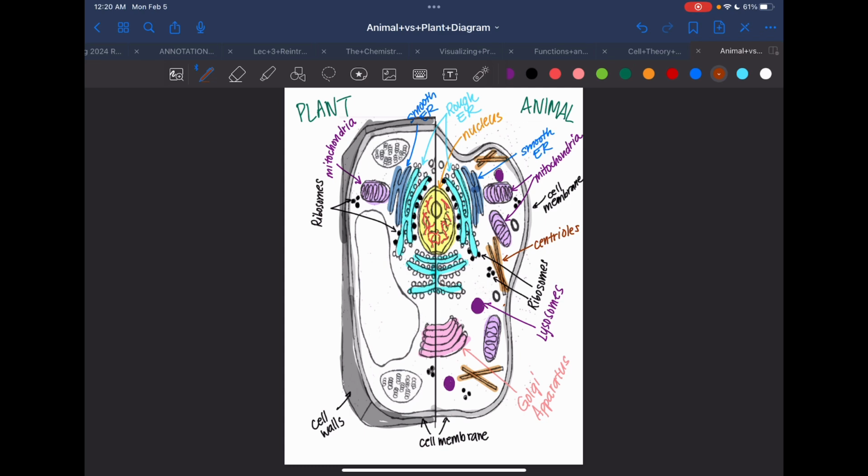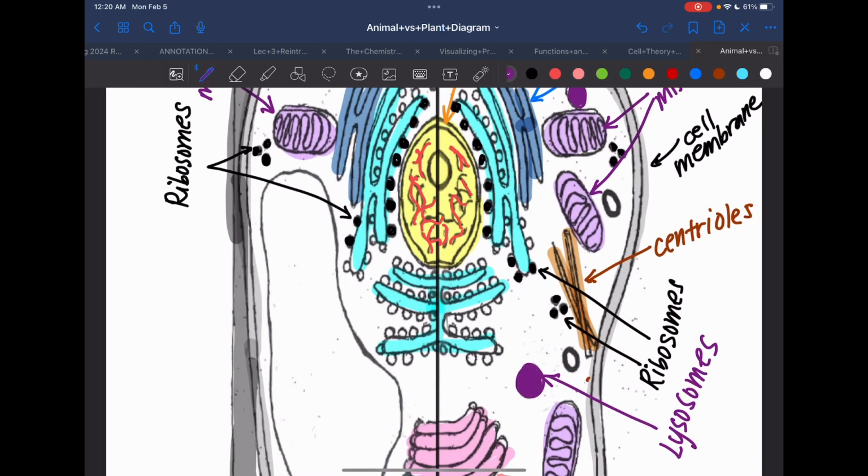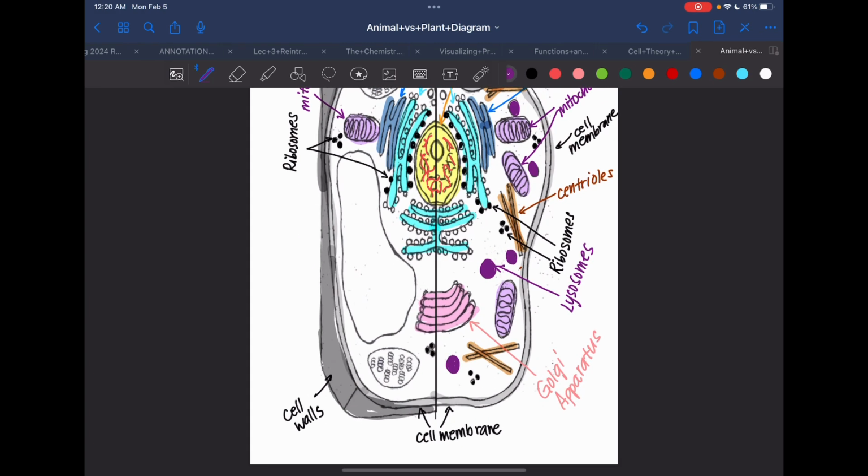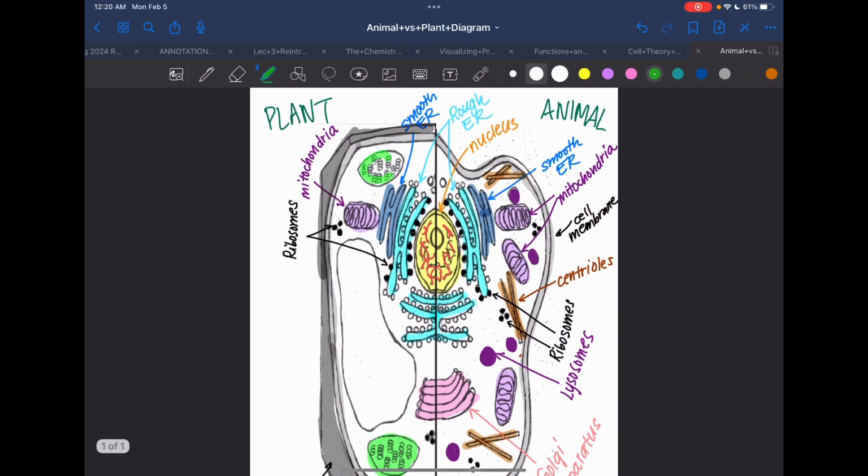Those are centrioles. Okay, now let's go over to the plant side. I think we've hit all of the ones on the animal. Yes, I did. I did miss these guys right here, but we'll just count them all as lysosomes. Don't worry about those. Okay, so over on the plant side, we have this structure right here, and this structure right here.